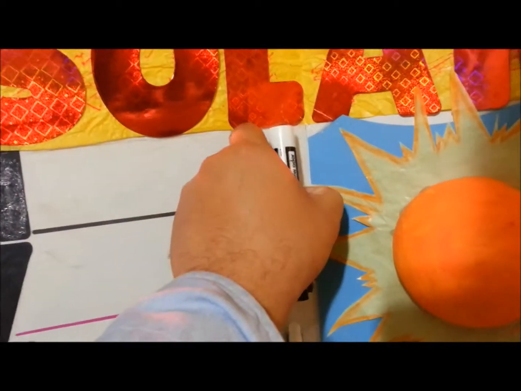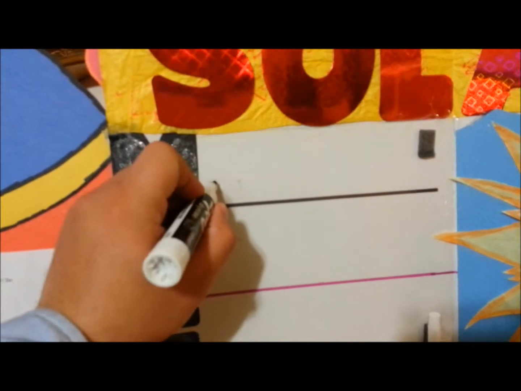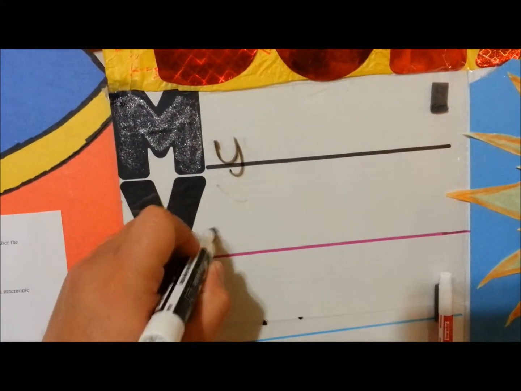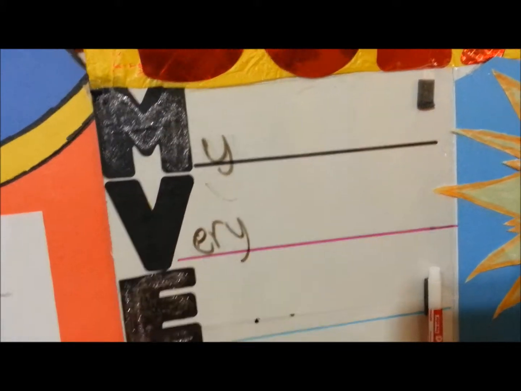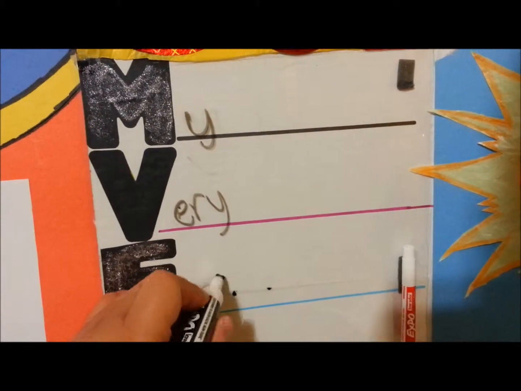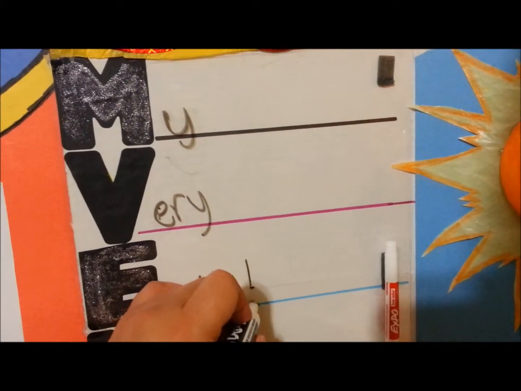They could go ahead and take the marker and simply try to create a sentence or a word for each letter. So, my, very, excited. Just a brief example. Once they're done, they could go ahead and erase it.